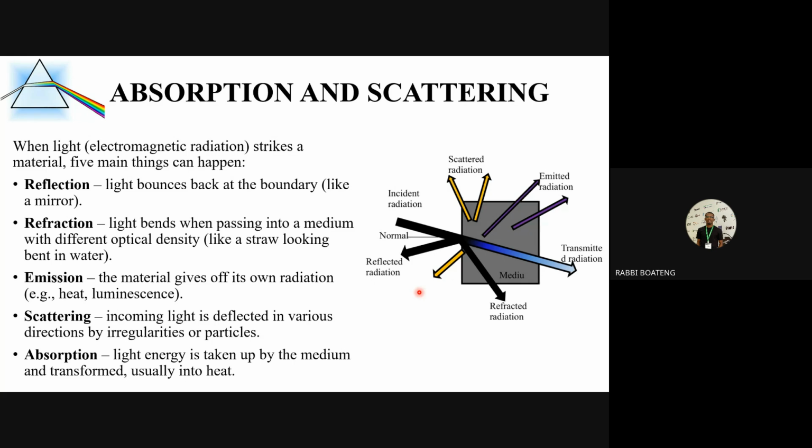And one thing that mostly happens is the absorption and scattering. Is that okay? And that is what I want us to look at today.